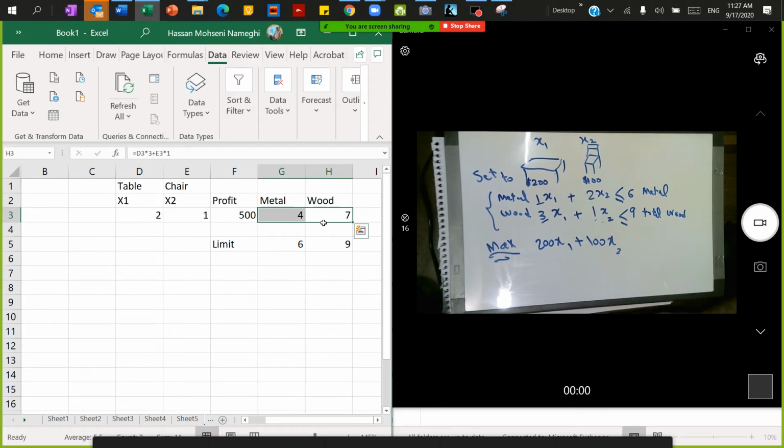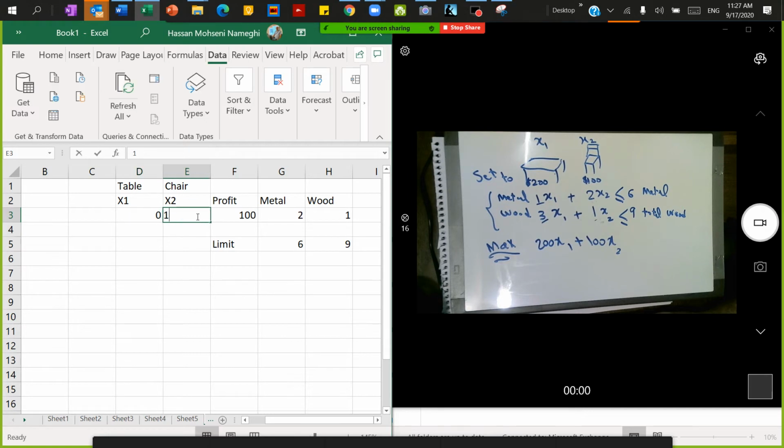Let's look at these equations. If I make 2 tables and 1 chair, I make $500 profit. I use 4 metals and 7 woods. Everything looks fine, right? If I make 3 tables, what would happen? I make $700 profit, and I use 5 metal. The metal is okay, but on wood I've been over-constrained. I'm using 10 wood, and my limit is simply 9. So I want to find a good, optimized combination of these two.